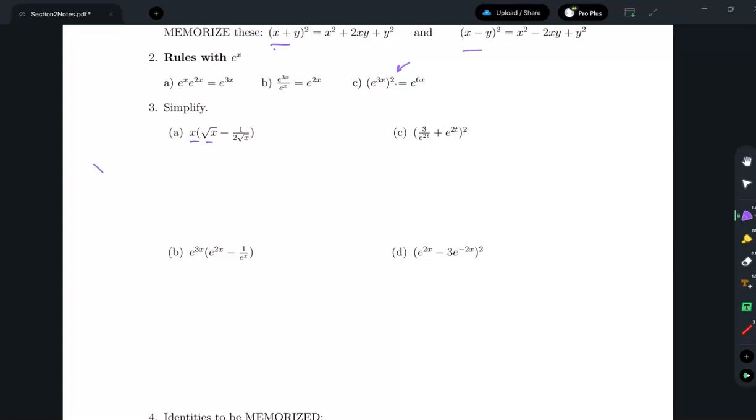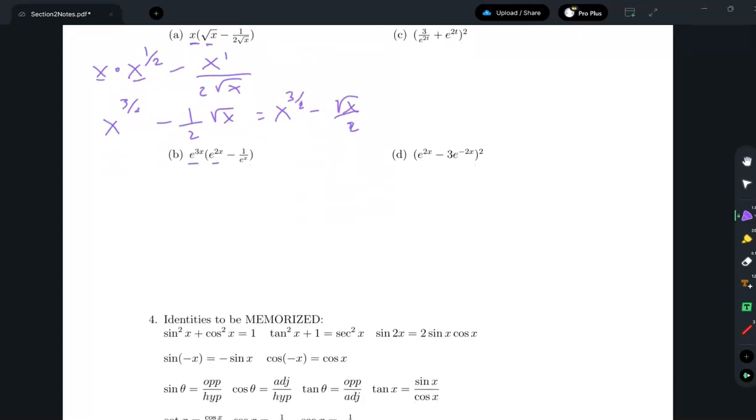So x times root x. I'm just going to go slow. So that's like saying x times x to the 1/2 minus x times, and then 1 over 2 root x. So you add these exponents, so that gives you x to the 3/2. And then this is x to the 1, subtract off x to the 1/2, so I'll get a minus 1/2 root x. And it doesn't matter to me how you write this. You could write this as root x over 2. Doesn't matter.